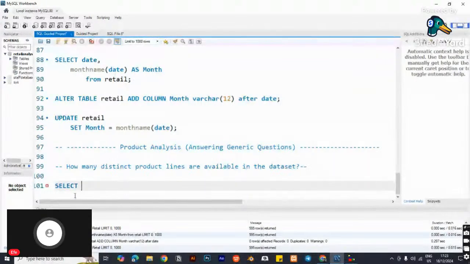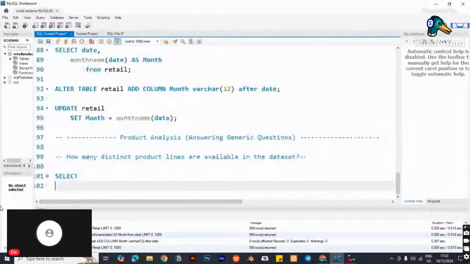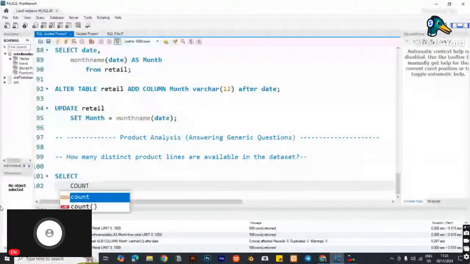So we say select, because of the writing order of SQL commands. Select comes first, and then we use the count keyword. Now, how many distinct? We could have just used count, but since it's distinct, we use the distinct. And remember one of the aggregate functions I taught us.